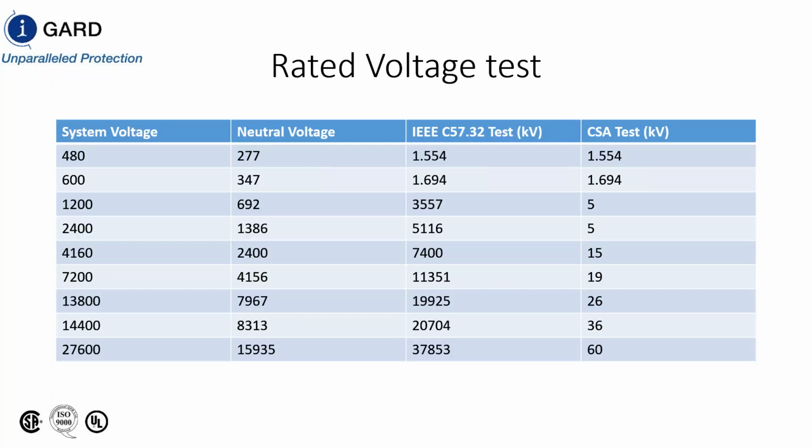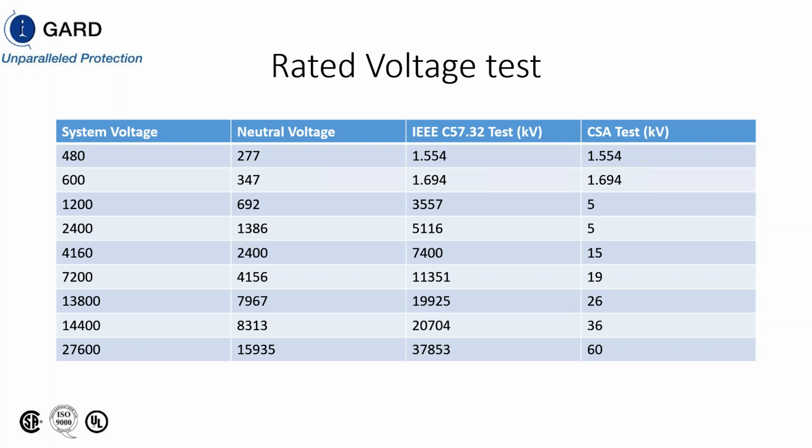Basically, with that information, we can get into the testing. So there's 2 types of dielectric strength tests that have to be done on a resistor. And these are the values that compare IEEE C57.32 and CSA Part 295. So you can see at 480, the voltages are the same. The test voltages are the same, because basically what we do for high pot is we take twice the rated voltage plus 1 kV. Where they start to differ is above 1,000 volts.